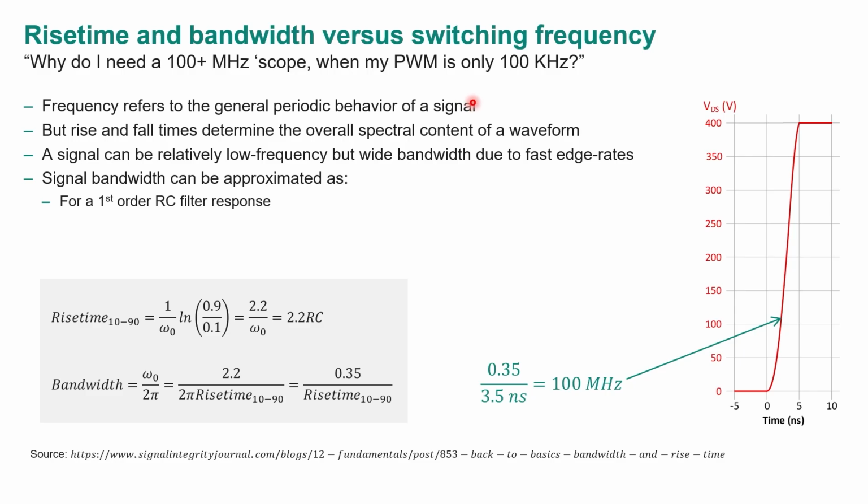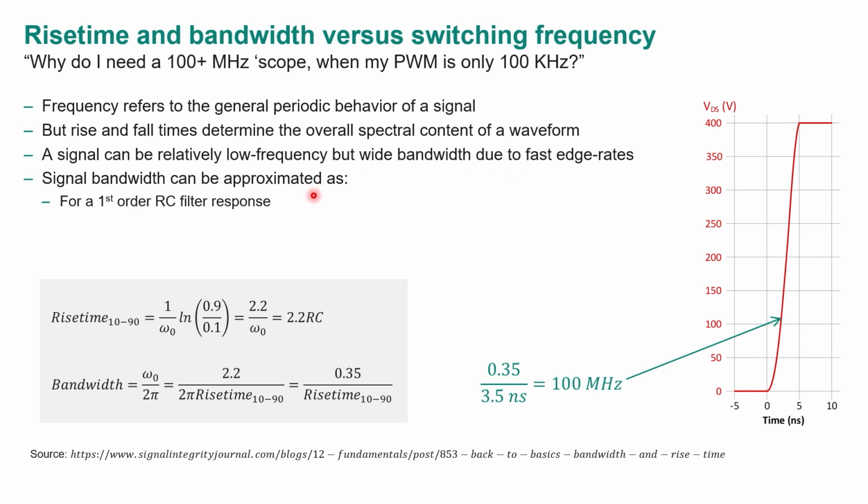Actually, the bandwidth you need in the scope has nothing to do with the PWM frequency. It's all about the edge rate. The PWM frequency just refers to how frequently these edges occur. What really is important is the rise and fall time. That determines the overall spectral content of this waveform. A signal can be relatively low frequency, like 50 kilohertz, for example, but it has very wide bandwidth due to the fast edges.